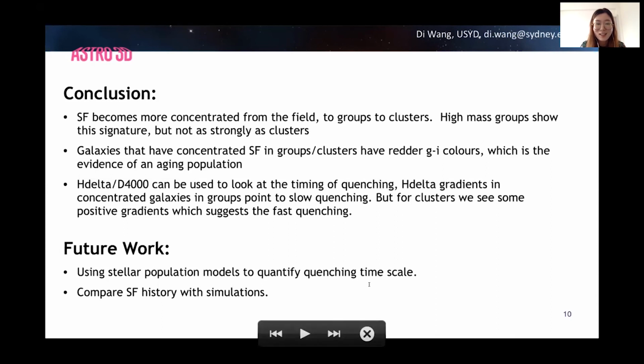Does H delta and DN4000 correlate with the presence of AGN? Yes, it will, but not here in my sample yet. So I'm just comparing the star formation for these ones, but I think I will add in the AGN and LINER-like galaxies in our sample.